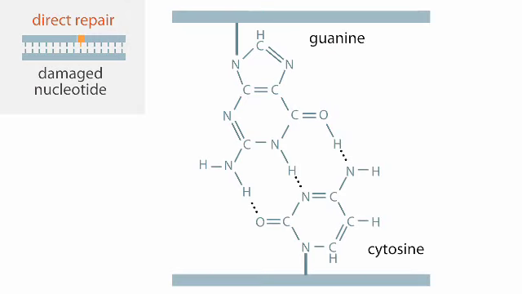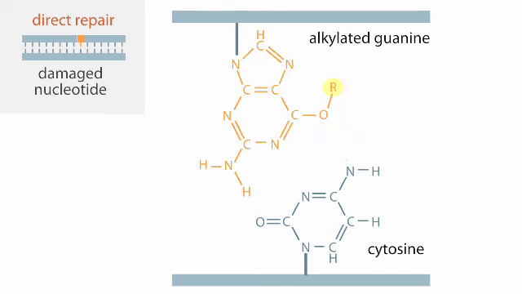Direct repair is the simplest repair process and acts directly on damaged nucleotides, converting them back to their original structure. Only a few types of mutagen damage can be repaired directly. In this example, guanine acquires an alkyl group, which disrupts its normal pairing with cytosine. In a future round of DNA replication, the alkylated guanine would pair with thymine, thereby propagating a DNA mutation.